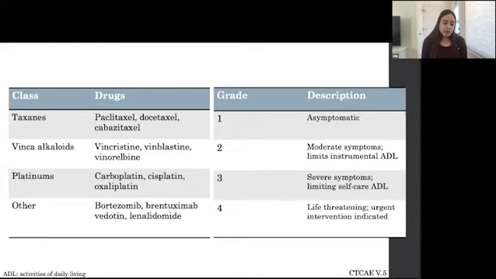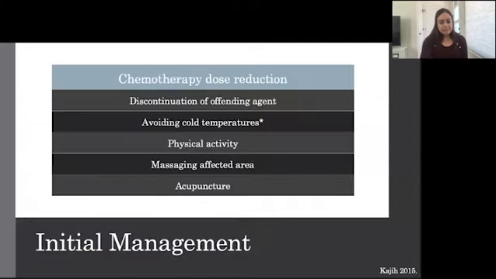So grade 2 neuropathy is where the patient has moderate symptoms that limit instrumental activities of daily living. Instrumental ADLs include things like preparing meals and shopping, whereas grade 3 limits self-care ADLs, and those are things more like dressing and bathing at home. And then of course, grade 4 is where it's life-threatening and urgent intervention may be needed.